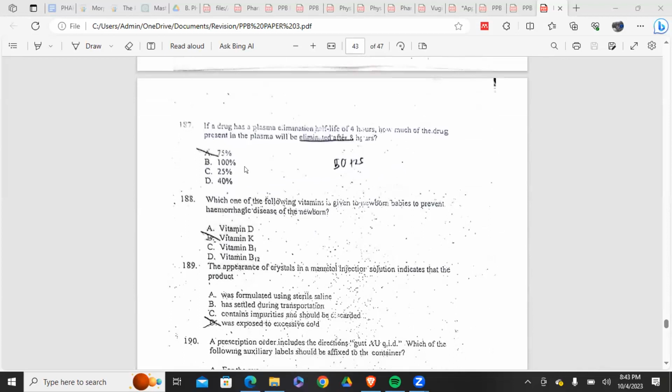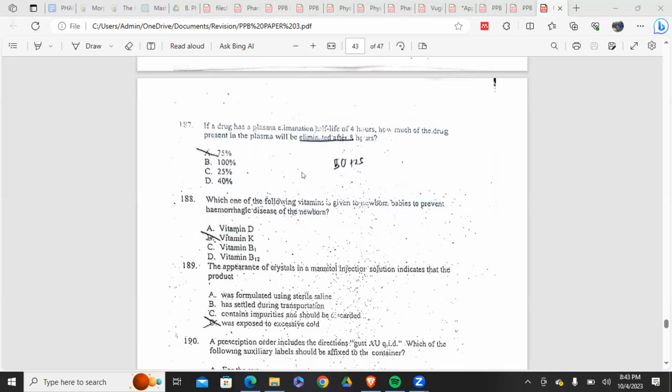If a drug has a plasma elimination half-life of 4 hours, how much of the drug present in the plasma will be eliminated after 8 hours? Your half-life calculation, does it have a formula, or is it common sense? 50% is eliminated after 4 hours.